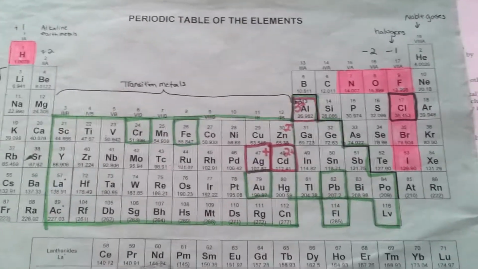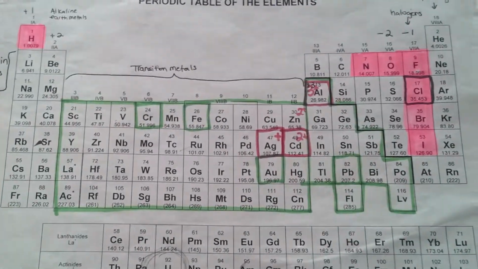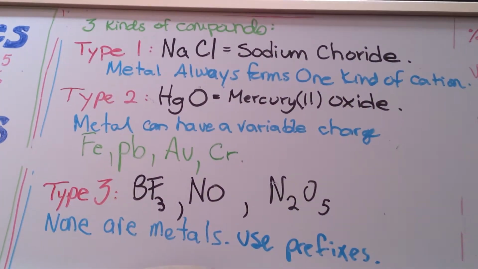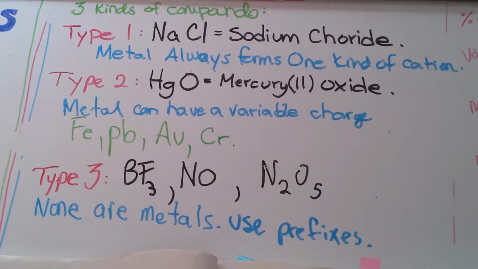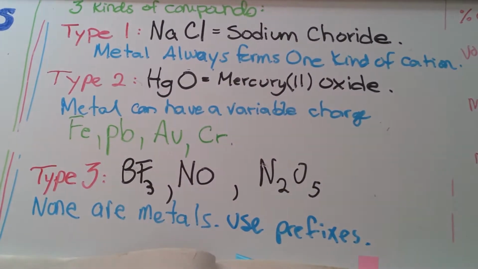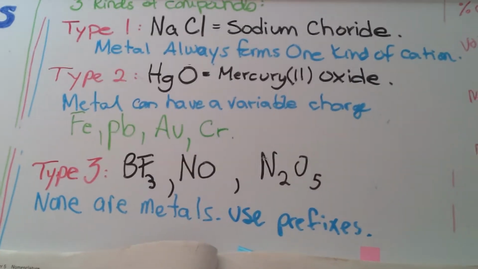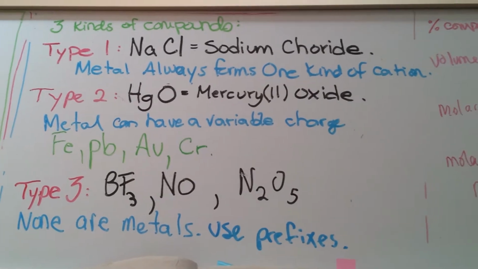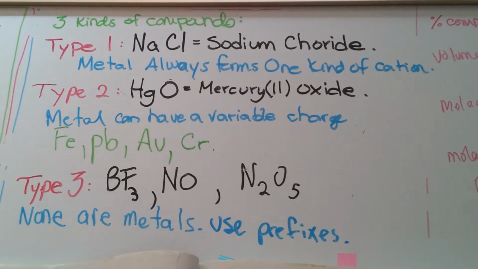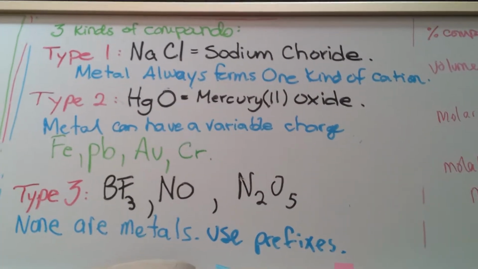So there's our periodic table. Now that we know how it's organized, we know the charges on them. And take a look up at our board here, where I'm just going to say that we have 3 kinds of compounds that we are learning about in our class. We have type 1, type 2, and type 3. Type 1 is where the metal always forms one kind of cation.